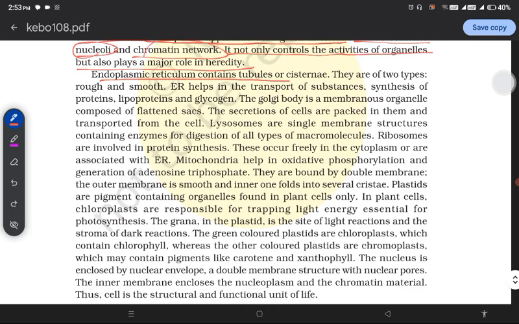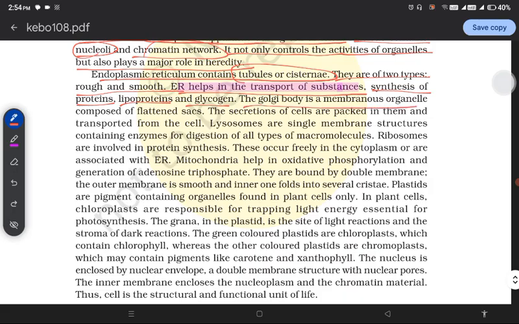The endoplasmic reticulum contains tubules or cisternae. There are two types: rough and smooth endoplasmic reticulum. The ER helps in the transport of substances, and in the synthesis of protein, lipoprotein and glycogen.